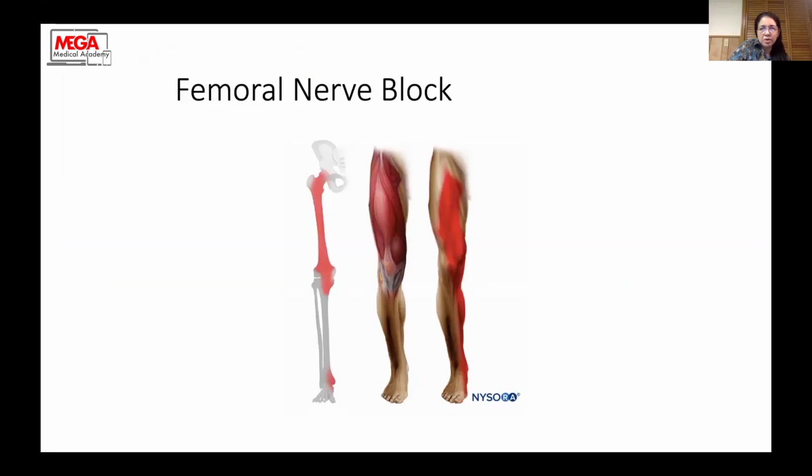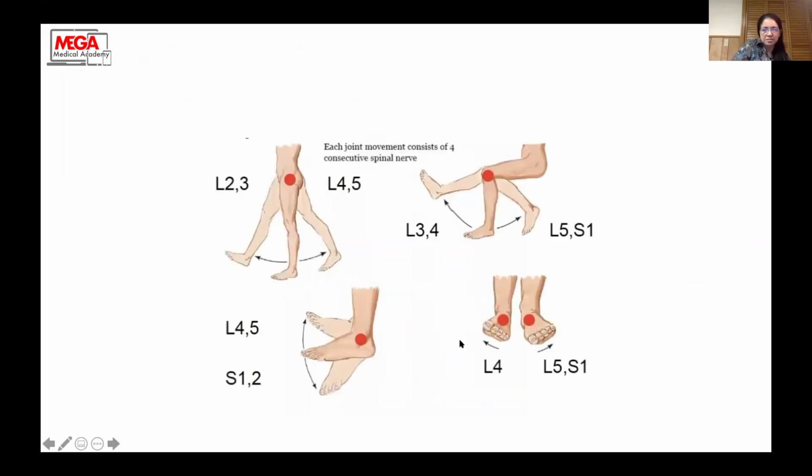So the femoral nerve block is a very important block. We do this block a lot. The distribution of the femoral nerve block is usually the front of the thigh and the medial aspect of the leg. The front of the thigh includes the skin, subcutaneous tissue, and the quadriceps muscle, which is very important, and the medial side of the leg, which is the saphenous nerve.